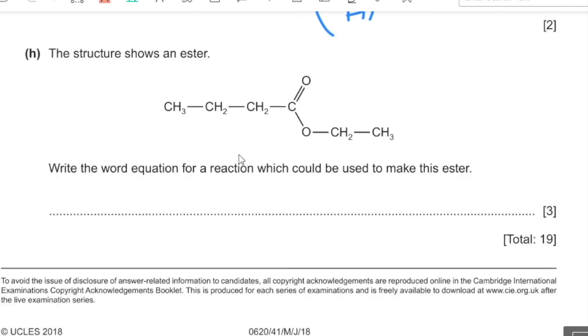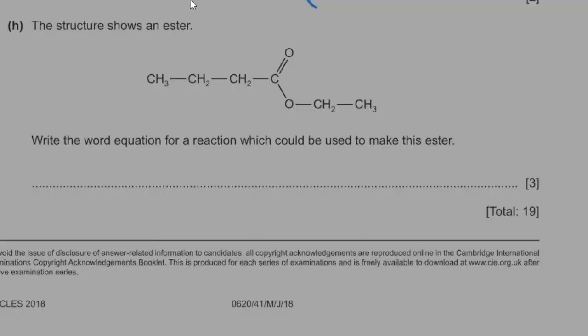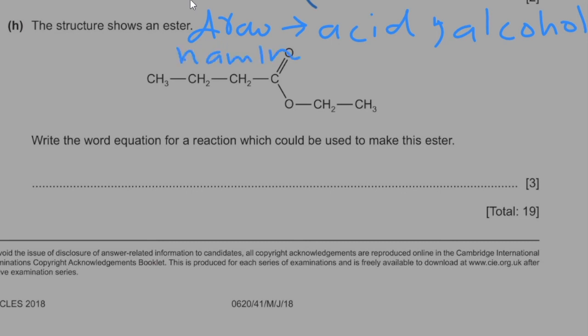H. The structure shows an ester. Write the word equation for a reaction which could be used to make this ester. For forming esters, for drawing them, we always draw the structure of the acid first and then the alcohol. However, on the contrary, for naming them, we name the alcohol first, followed by the acid.